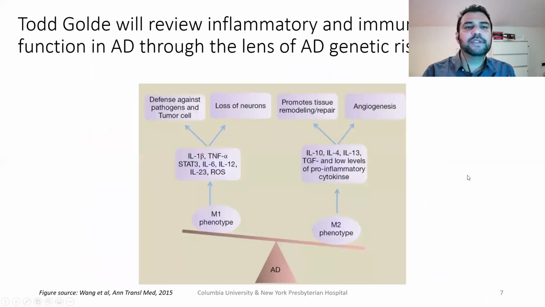Todd Golde will review the inflammatory and immune function in Alzheimer's disease through the lens of genetic risk factors. Todd will give a detailed overview of inflammation in Alzheimer's disease and use genetic findings in TREM2, PLCG2, and ABI3 as a guide to propose immune manipulations that could alleviate the disease phenotypes.